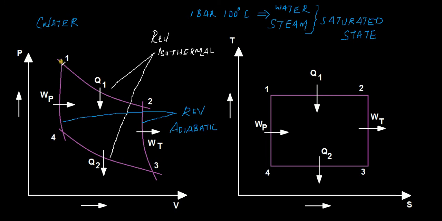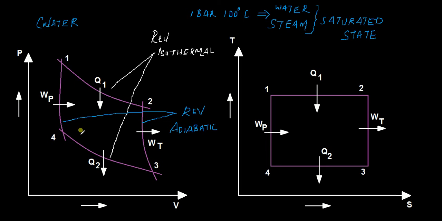So the processes from 1 to 2 and 3 to 4 are heat transfer processes, but there is no temperature change. And the processes from 2 to 3 and 4 to 1 are work transfer processes, but there is no heat transfer. And therefore 1 to 2 and 3 to 4 are called reversible isothermals, and 2 to 3 and 4 to 1 are called reversible adiabatic processes.